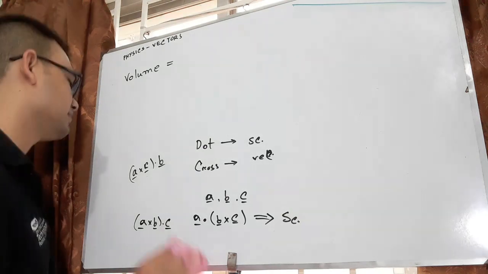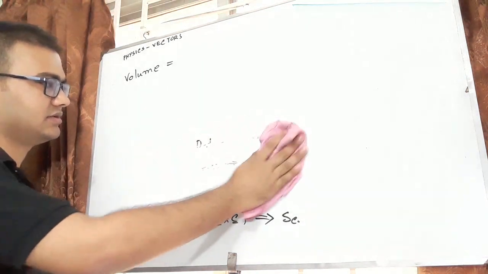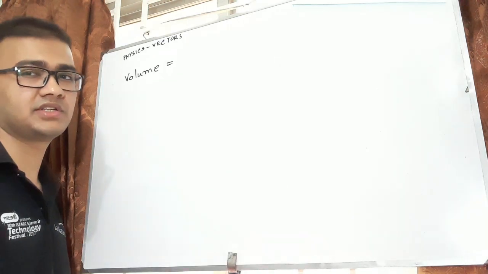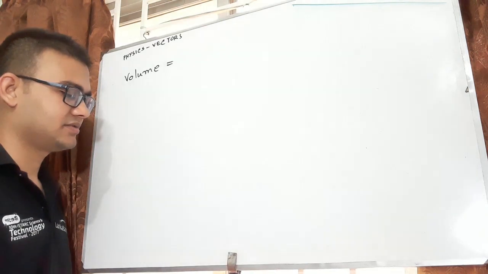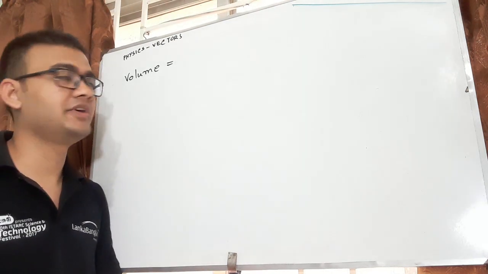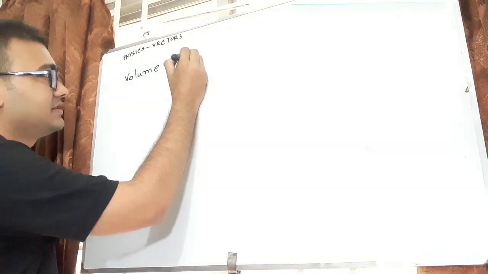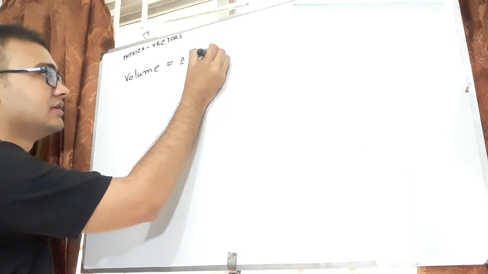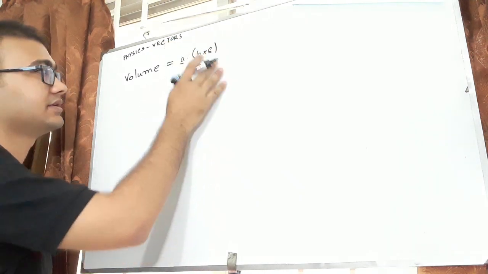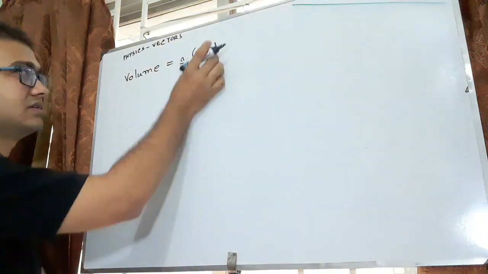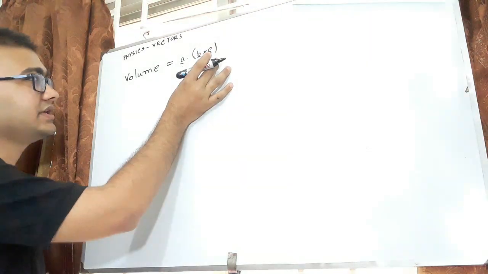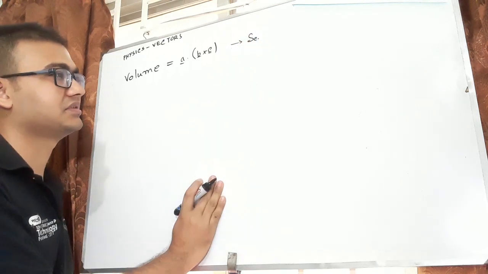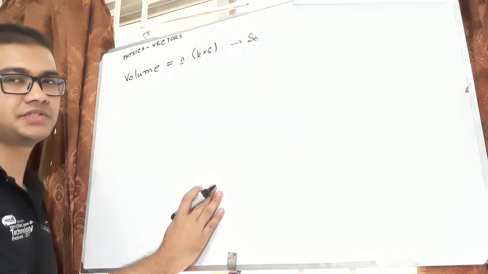So the simple way is to take any two, take the vector product of it, that is the cross product, and then do the dot operation with the remaining one. So the volume will simply be A dot B cross C. The cross product will give you a vector quantity, and the final dot product will give you a scalar quantity. So it's now very simple.